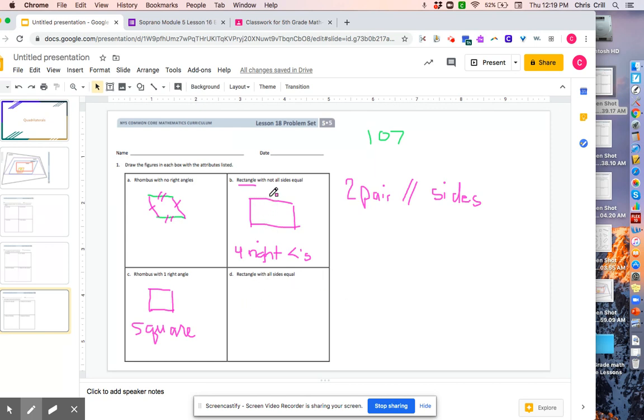So remember, a rectangle has opposite sides that are parallel, or two pair of parallel sides. A rectangle must have right angles. And if we want our sides to be equal, again, what we drew was a square. So a square is not only a special rhombus, it's also a special rectangle.